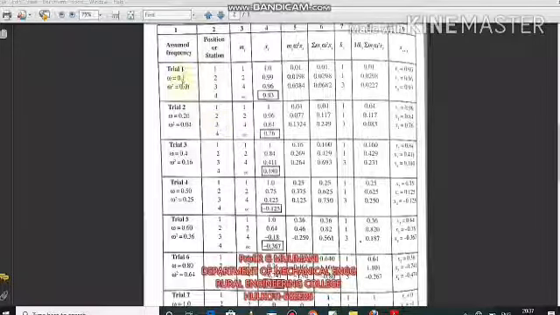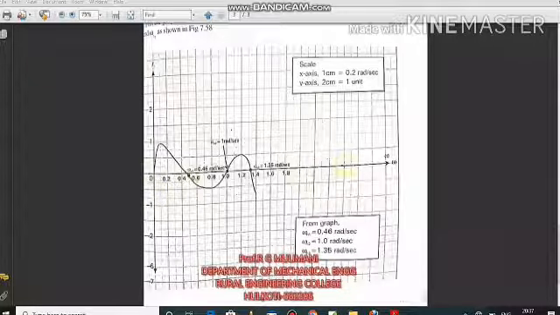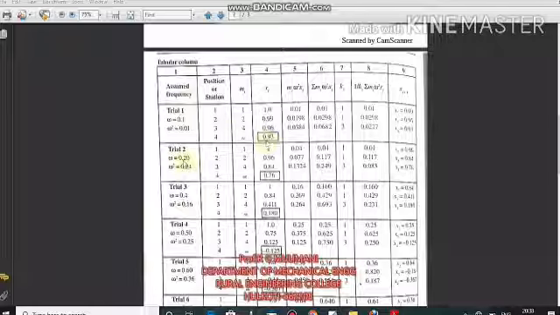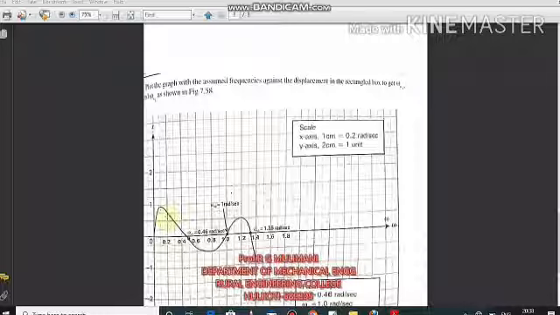Now we have frequency values in the first column, and for these frequencies we have calculated the displacement values. For 0.1 it is 0.93, for 0.2 it is 0.76. Taking this in the graph, on the x-axis we plot the frequency values, and on the y-axis we have taken the displacement values. For 0.1 it is 0.93, for 0.2 it is 0.76. Taking all the points and joining them.